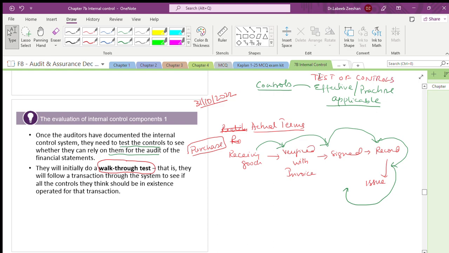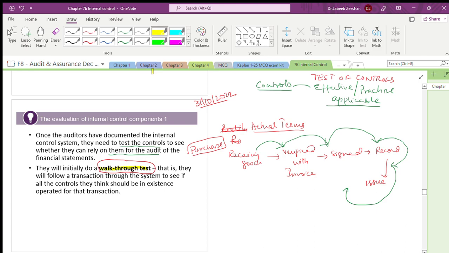One question in the examination will be there, no doubt on that. No examination is there without this question. What will we do? They will initially do a walkthrough test. Assume you are going to audit a client. You will see how they are preparing the invoice, how the invoice is going to be processed, approved, and dispatched. You will see physically. That concept is called a walkthrough test.